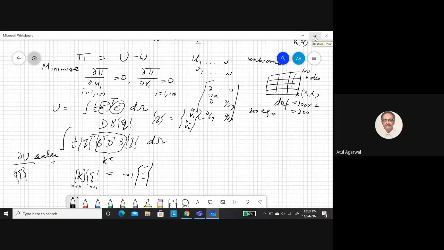Very good. Now you see there are how many terms in this vector? This vector is having u1, v1, u2, v2. So as many unknowns, so many terms in this vector. You get it? Yes, sir. So same number of terms will be here.